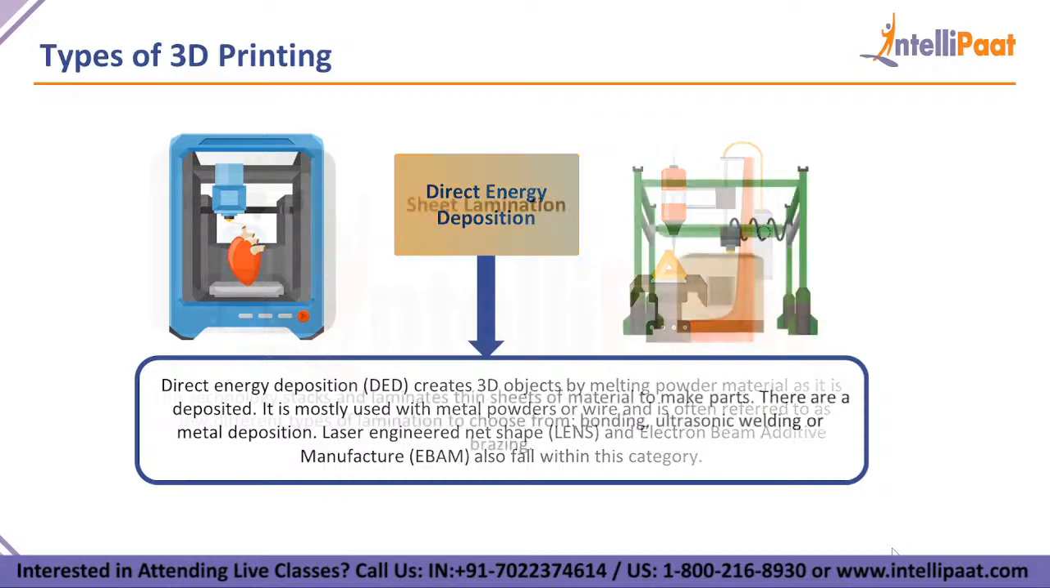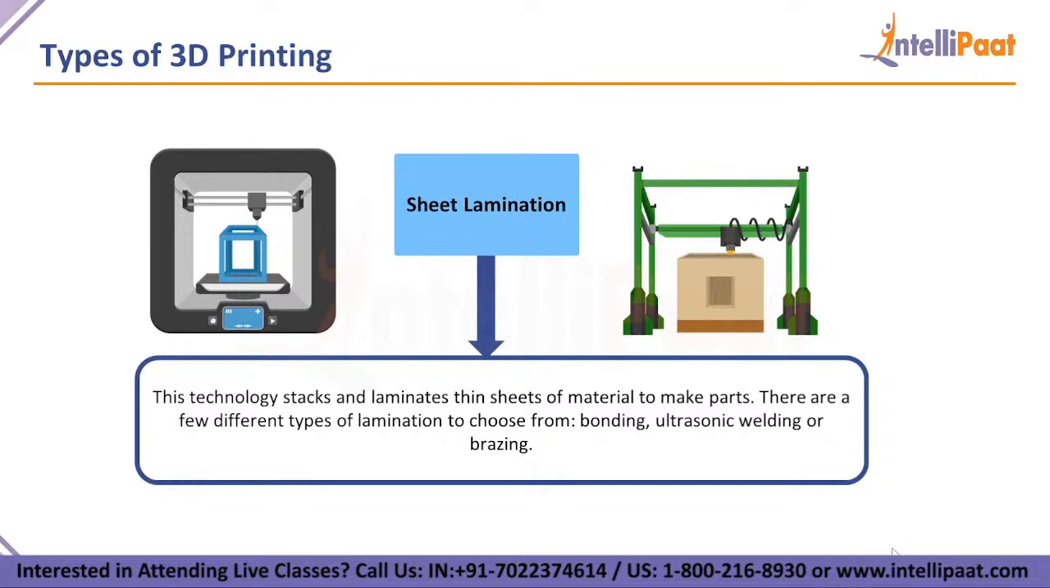Last but not the least, we have sheet lamination. So in this, individual sheets of material are cut to shape and laminated together. This technology stacks and laminates thin sheets of material to make parts. There are a few different types of lamination to choose from, which can be bonding, ultrasonic welding, or brazing.